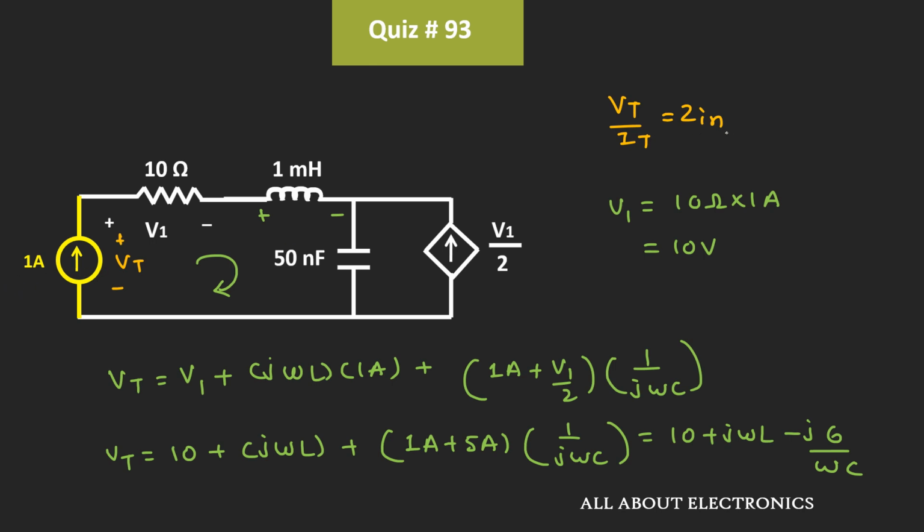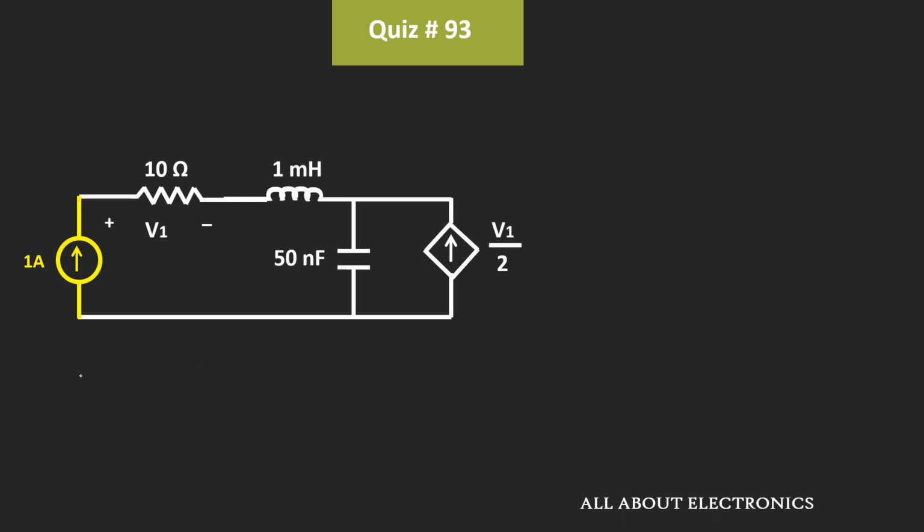That means the equivalent impedance Zin is equal to Vt divided by It, that is equal to 10 plus j omega L minus 6j divided by omega C divided by 1 ampere. And as I said, at the resonance, this imaginary part will be equal to 0, because at the resonance, the impedance is purely resistive.